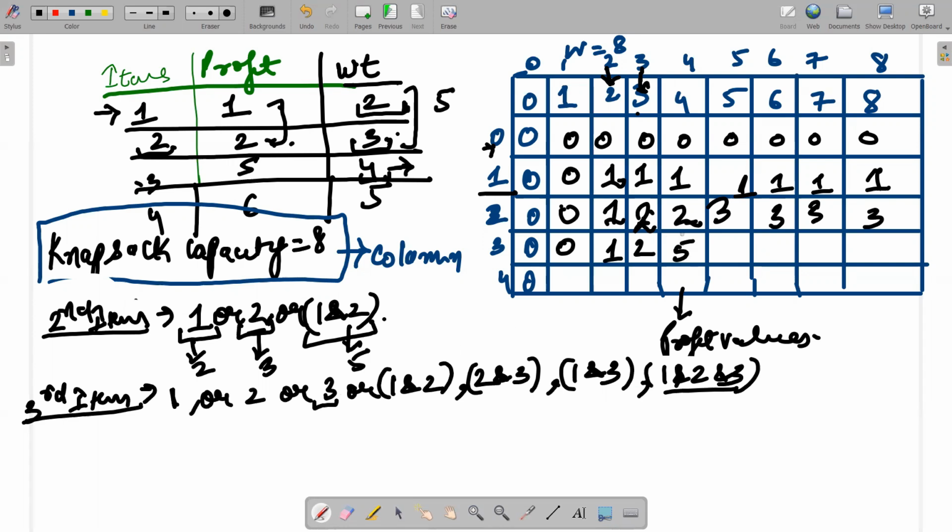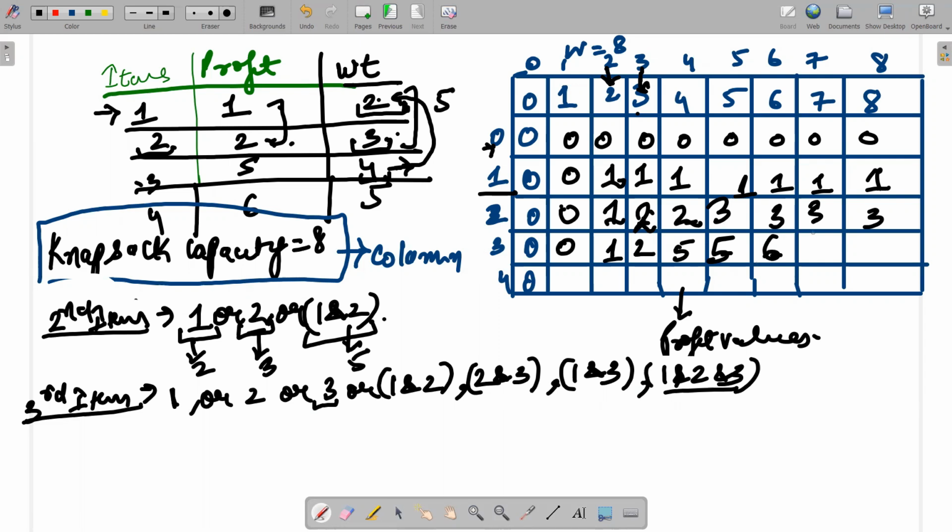I'm writing that. Okay, when weight 5 is reached, what is the maximum profit I can get? When weight 5 is reached, 2 plus 3 becomes 5, and 1 plus 2 profit is 3. But guys, I am getting maximum profit for weight 4 also, with inclusion of only the third item. So only the third item is giving more profit than inserting first and second. So I will put 5 over here. Now, when weight 6 is reached, it means I can include the fourth item, and 4 plus 2 is 6. And what is the maximum profit I'm getting? 5 plus 1, which is 6. So I'm putting 6 over here.